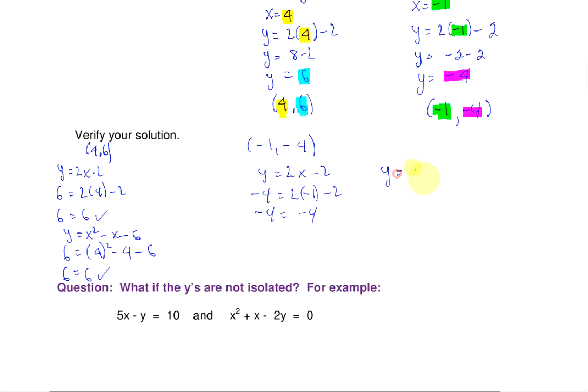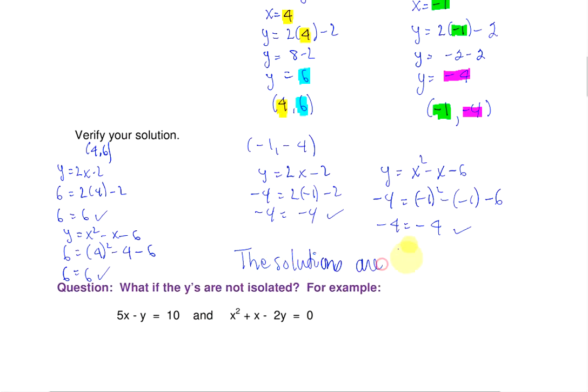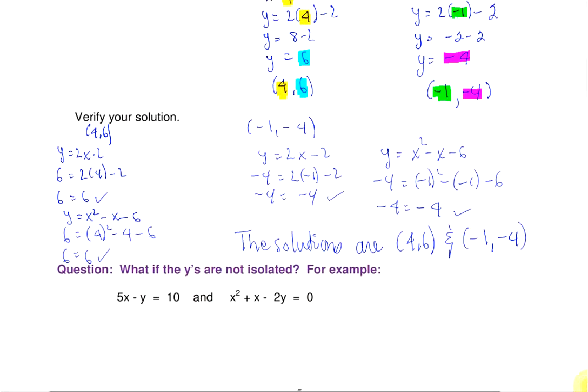And my quadratic, y equals negative 4, negative 1 squared minus negative 1 minus 6, so negative 4 equals negative 1 squared is 1, minus negative 1 is 1, so I'm going to have 1 plus 1 is 2, 2 minus 6 is negative 4, and so that works too. And so these solutions are 4 and 6, and negative 1 and negative 4.